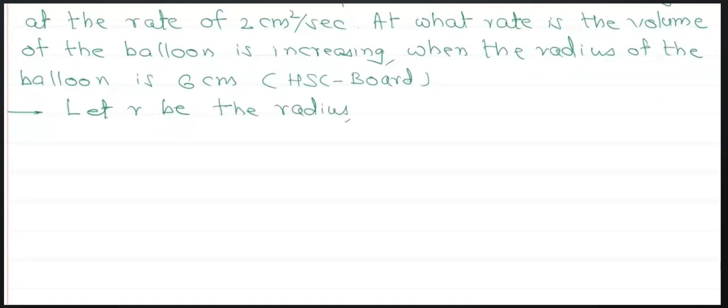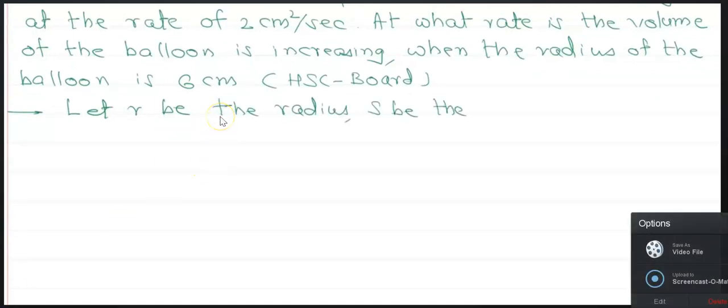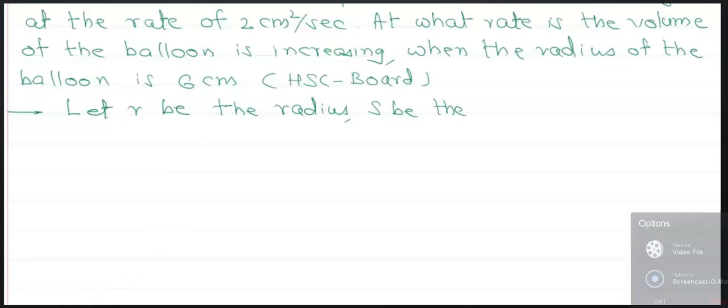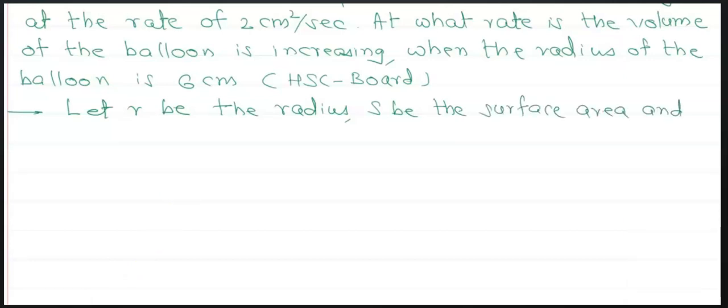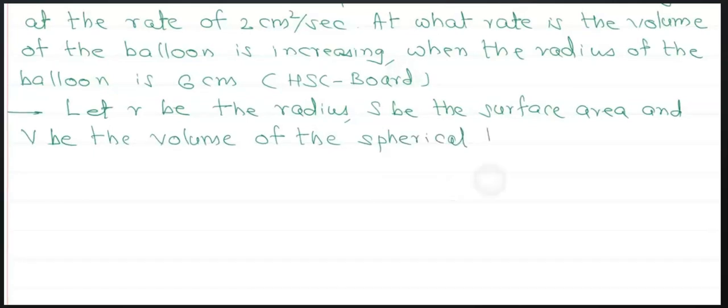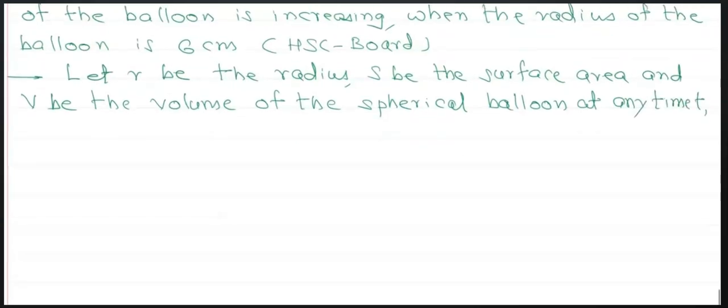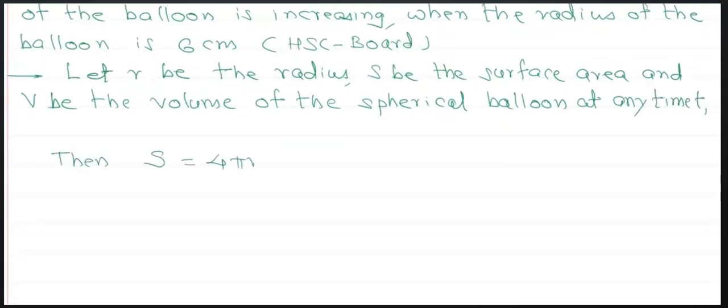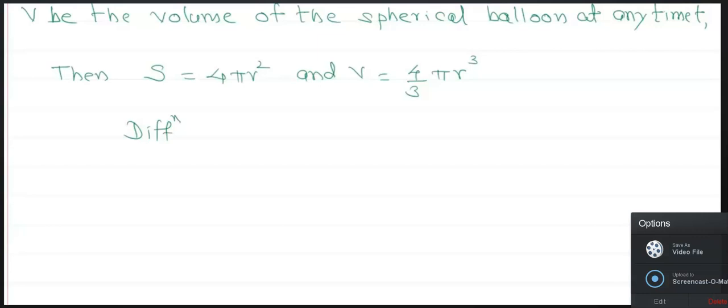Let R be the radius. We are given that the surface area is increasing, and they ask at what rate its volume is increasing when the radius is 6 centimeter. Easy question. Let R be the radius, S be the surface area, and V be the volume of the spherical balloon. At any time t, S is equal to 4 pi r square. V is equal to the volume, 4 upon 3 pi r cube.